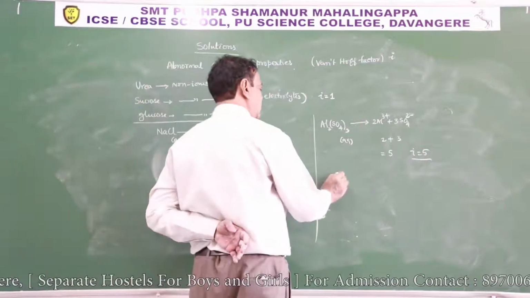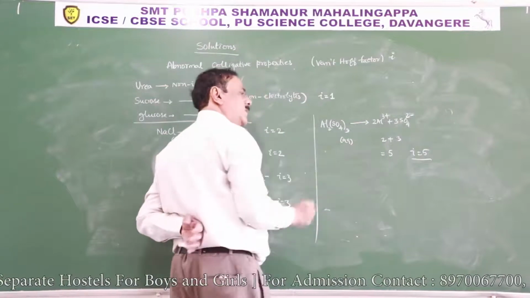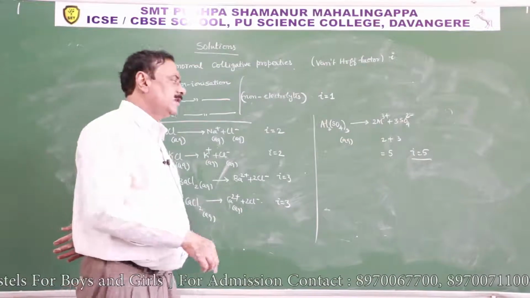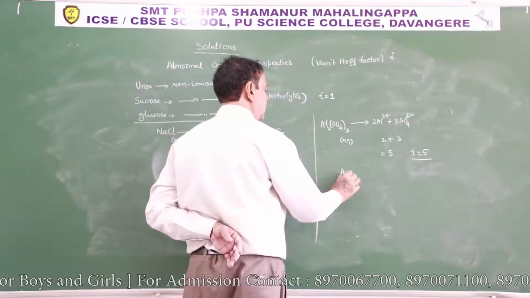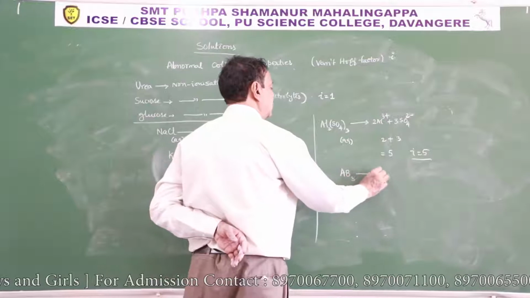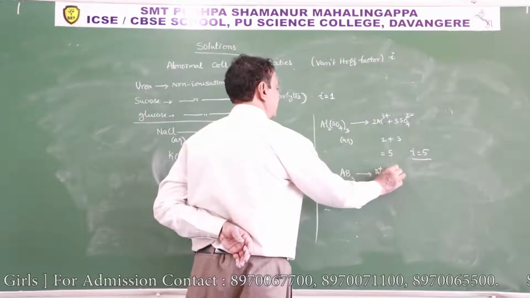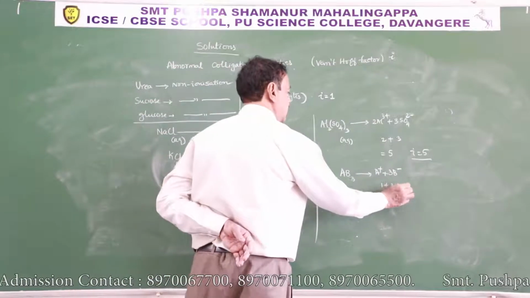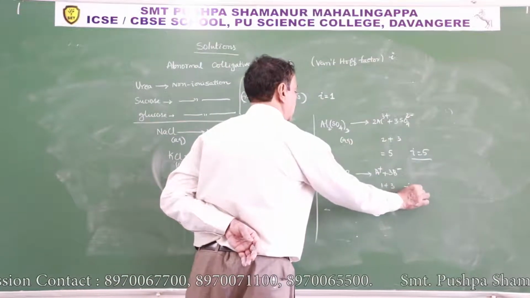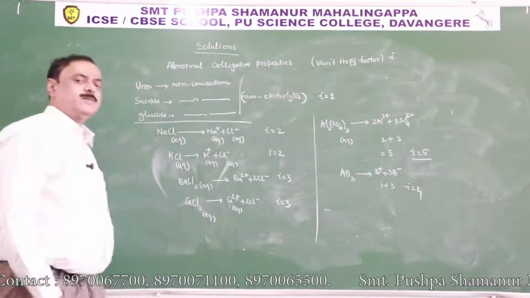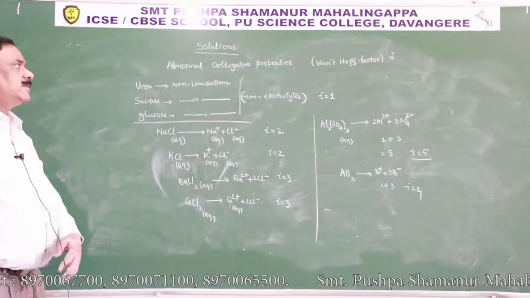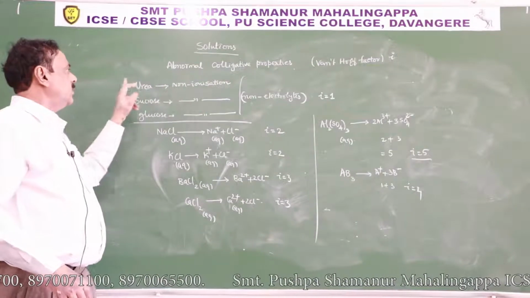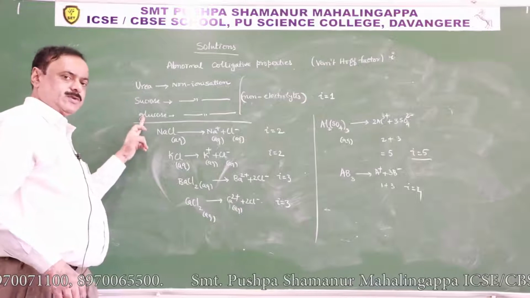In some cases, 4 particles are liberated after complete ionization of the salt. Suppose it is an AB3 type salt, then it gives rise to 1 A plus and 3 B minus, that is 1 plus 3, therefore the I factor is equal to 4. Now the Van't Hoff factor is represented by I, therefore I is equal to 1 for urea, sucrose and glucose.